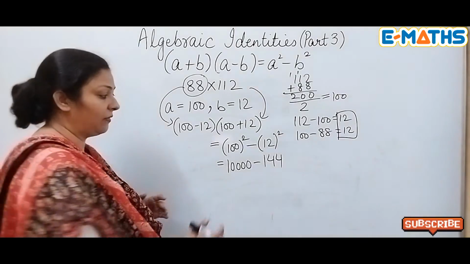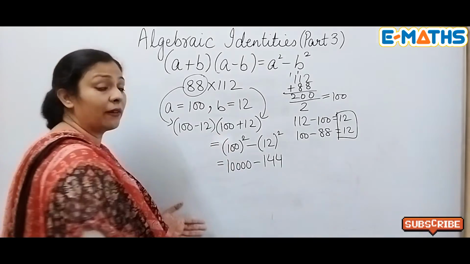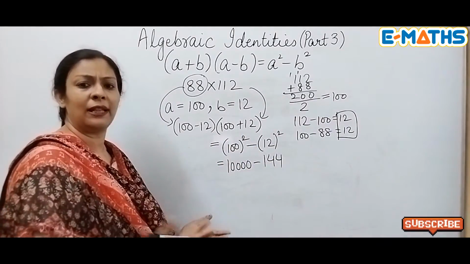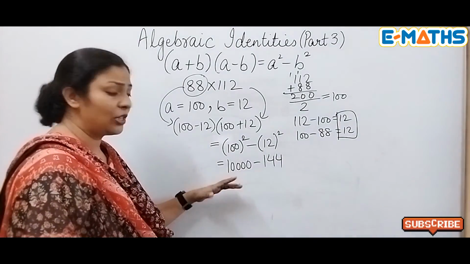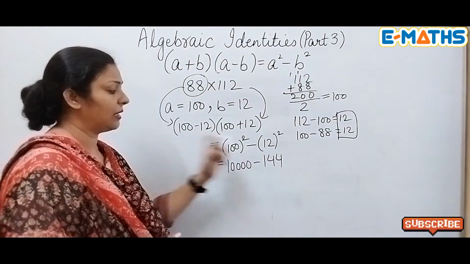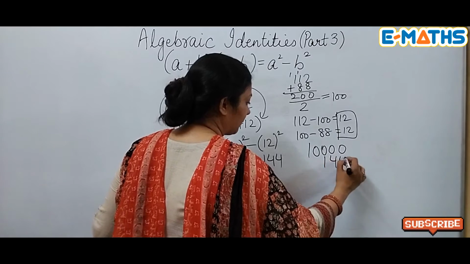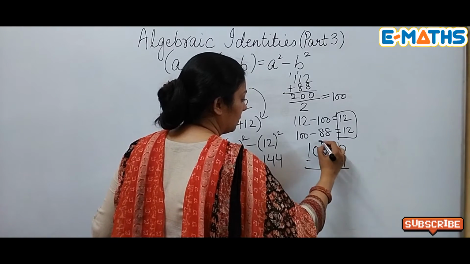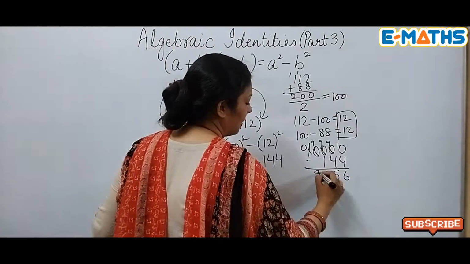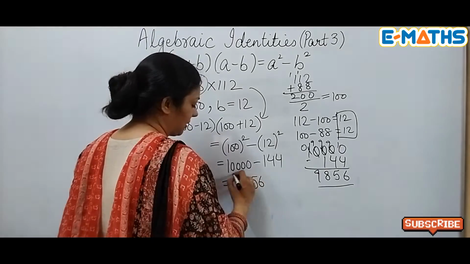Children often make mistakes while opening up the brackets. They sometimes just write 100, or they add up 100 plus 100 and write 200 over here as well. 12 into 12 they don't do, and they write a different number over here. So ensure you are opening up the bracket correctly. So 100 square is this and 12 square is this. So when you subtract these two numbers, you get 10 minus 4 is 6, 10 minus 4 is 6, 8 and 9. So your answer is 9856.